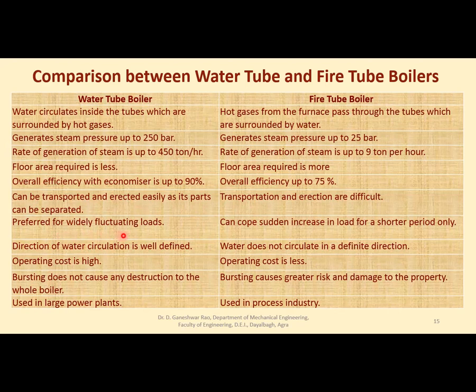Preferred for widely fluctuated load. Fluctuating loads को cater कर सकता है water tube boiler as compared to the fire tube boiler because it can cater for a shorter period only. This sudden increase in load, right? Direction of water circulation is well defined in case of water tube boiler. From which direction to which direction water will flow. Whereas in case of fire tube boiler, water does not circulate. It is filled in the boiler shell and gases are circulated through the tubes, right? So that is the difference.